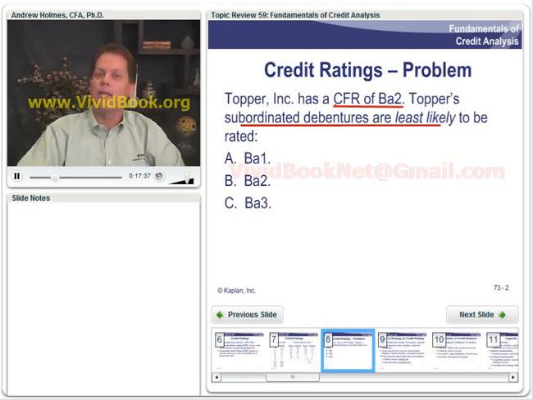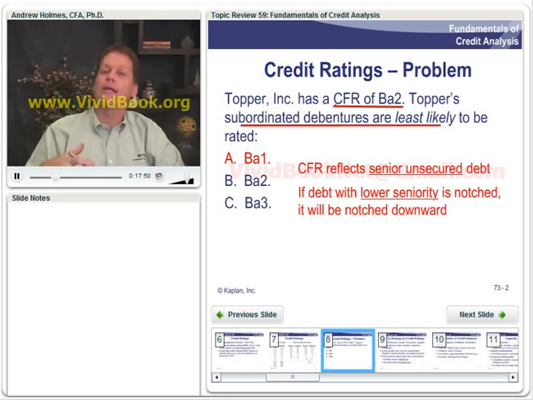Well, in this case, remember that the Ba2, what we're looking at for the family rating, applies to senior unsecured debt. So if we're looking at something that has lower status in the payoff hierarchy, something like subordinated debentures, that is way down the list of unsecured debt, well, if that ticks, it's not going to tick up to a higher credit risk. It's going to tick down to a lower credit rating, not credit risk, credit rating.